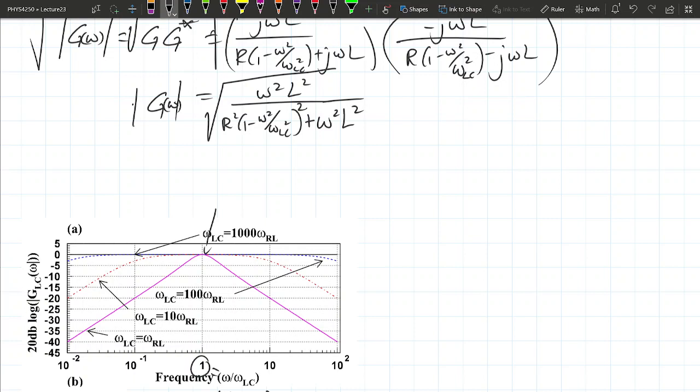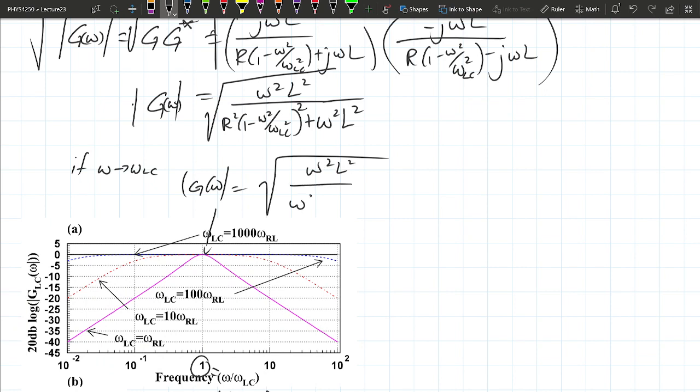But this part here is 1 minus omega square over omega LC square. If this number is exactly 1, this front term completely disappears. Does that make sense? If omega goes to omega LC, the gain just goes to omega square over omega square over 1. In fact, these cancel out. You get a gain of 1. And for a passive filter, that's the best gain you can get. Your signal in, that one particular frequency that you want, you're not losing any of it.